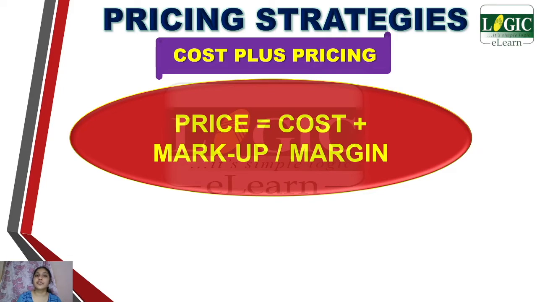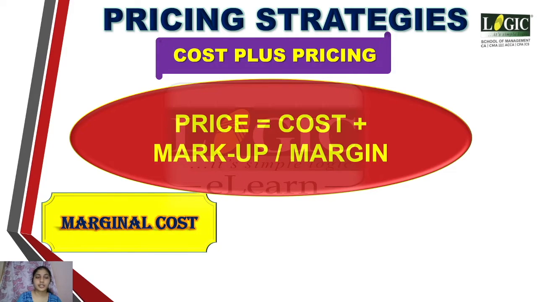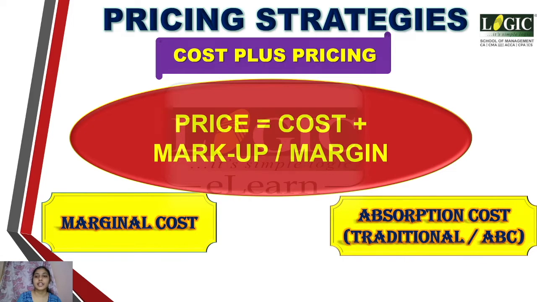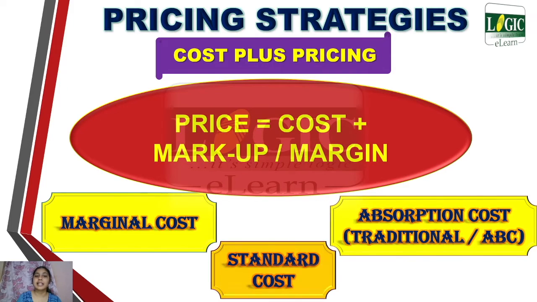The different types of cost that can be used in cost plus pricing are marginal cost, that is the variable cost. This helps to fix a minimum price for the product and services. Then we can use full absorption cost, that is the total of variable cost as well as the fixed cost. This helps or guarantees to cover all the cost incurred by the company. And then we have standard cost. The main advantage of using standard cost is that we can set a stable cost with the different efficiency levels.